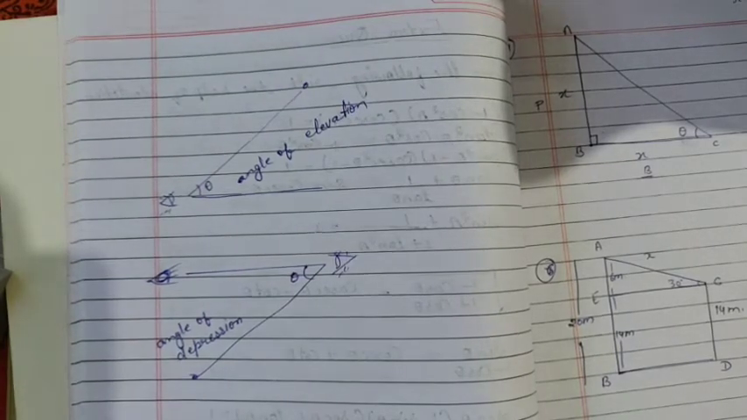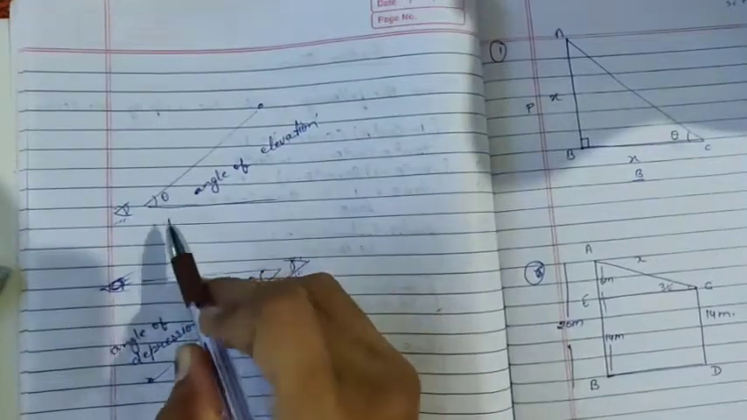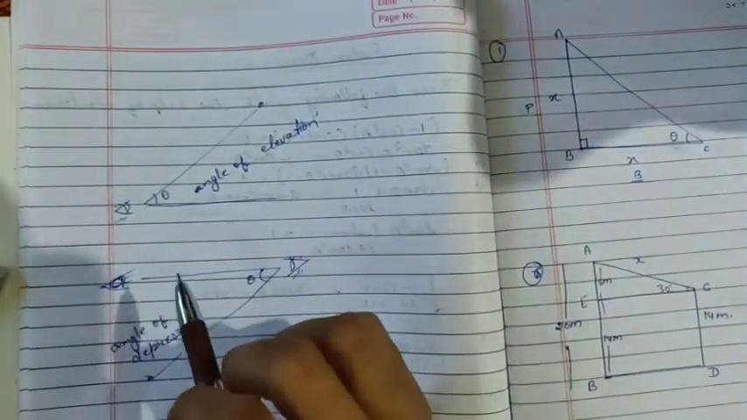Hello students, today I am going to start your new chapter number 8, that is height and distance. Students, in this chapter firstly you have to know what is angle of elevation and what is angle of depression. So firstly, angle of elevation. This is the diagram of angle of elevation.